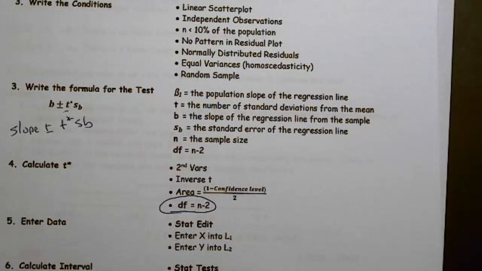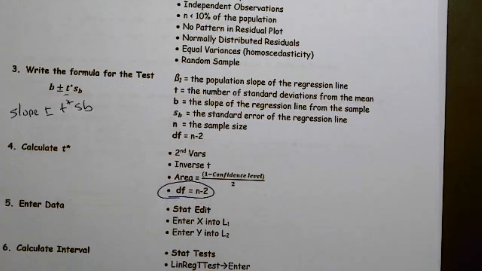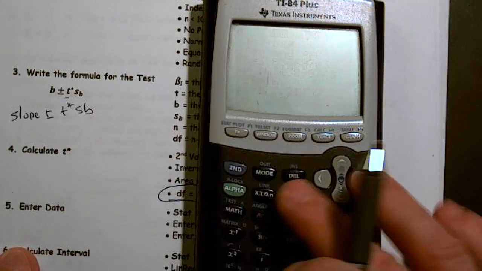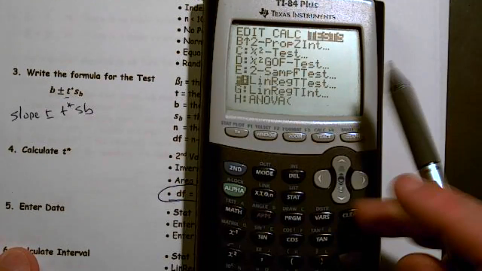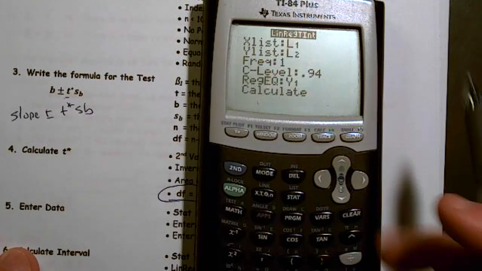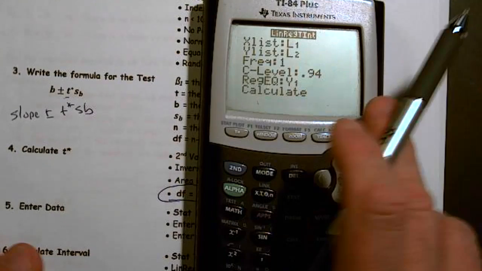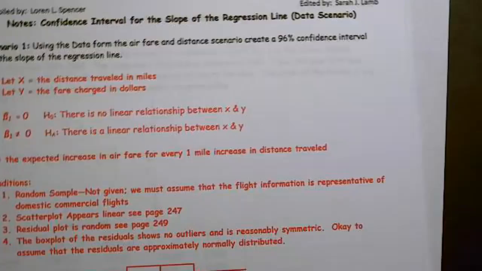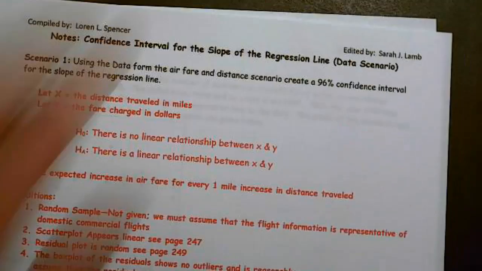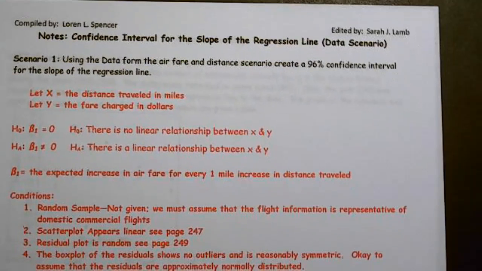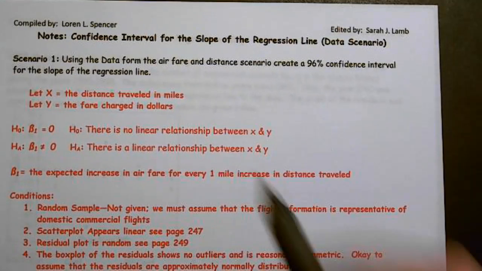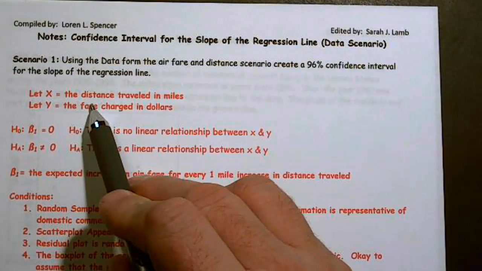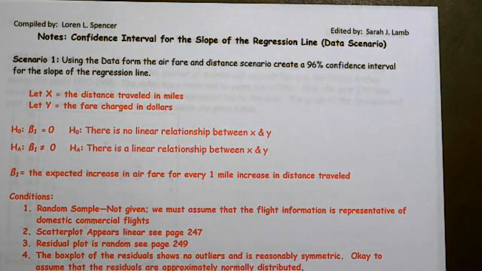All right? Well, we have all of our data entered into the calculator already. And I'm going to go ahead and run this thing, just see what happens. So stat test linear regression t interval. My data is L1 and L2, and let's just see what they asked for. Use the data from the airfare and distance scenario to create a 96% confidence interval for the slope of the regression line. So once again, x equals the distance traveled in miles, y is the airfare.